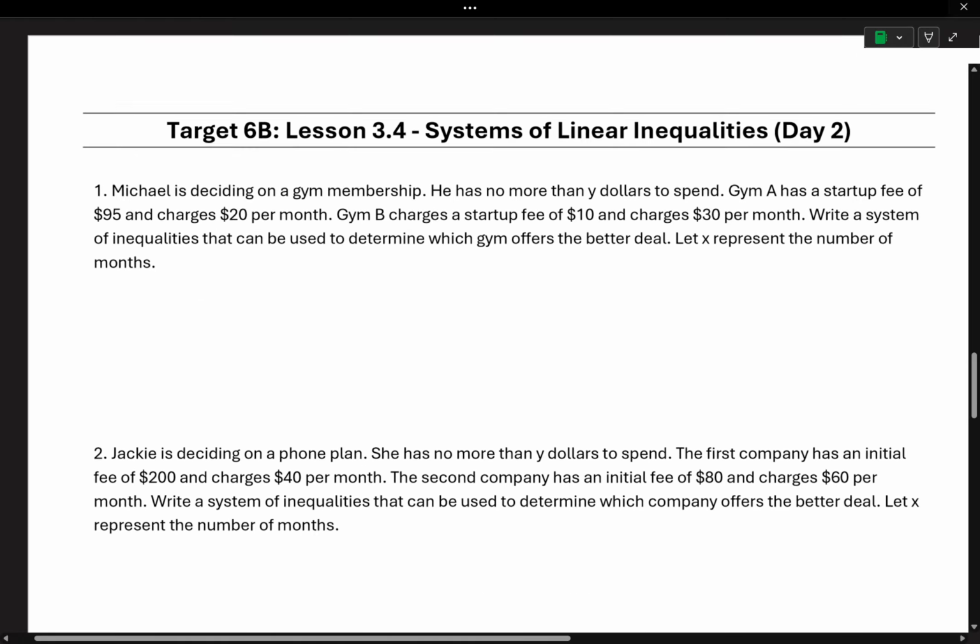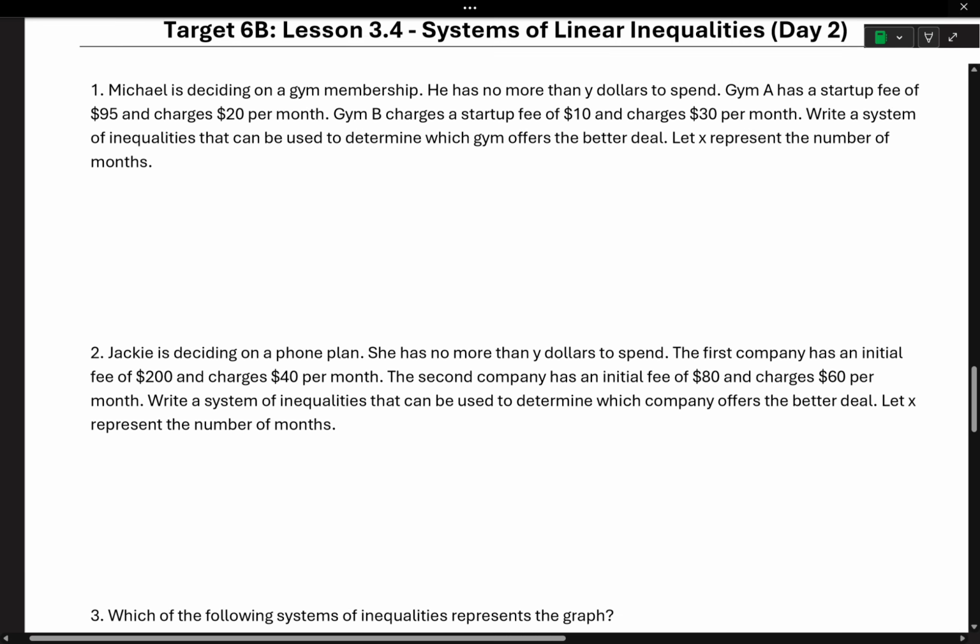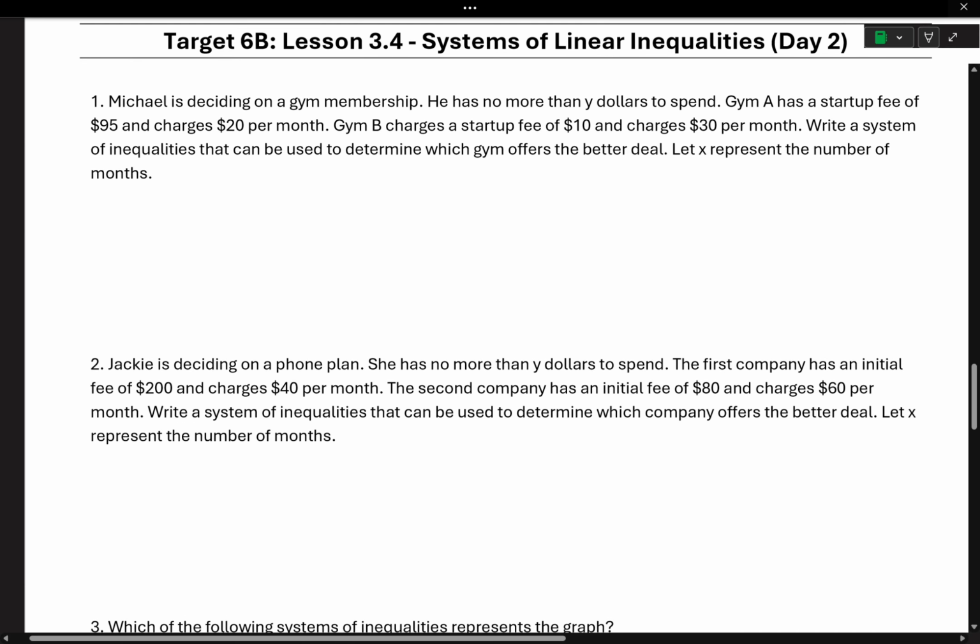Now let's look at some word problems, because that's also something we've been seeing as we've been working on our online portion. Michael is deciding on a gym membership. He has no more than Y dollars to spend. Gym A has a startup fee of $95 and charges $20 per month. Gym B charges a startup fee of $10 and $30 per month. Let's write a system of inequalities to determine which gym offers a better deal, and X will represent the number of months. All right, let's start with Gym A.